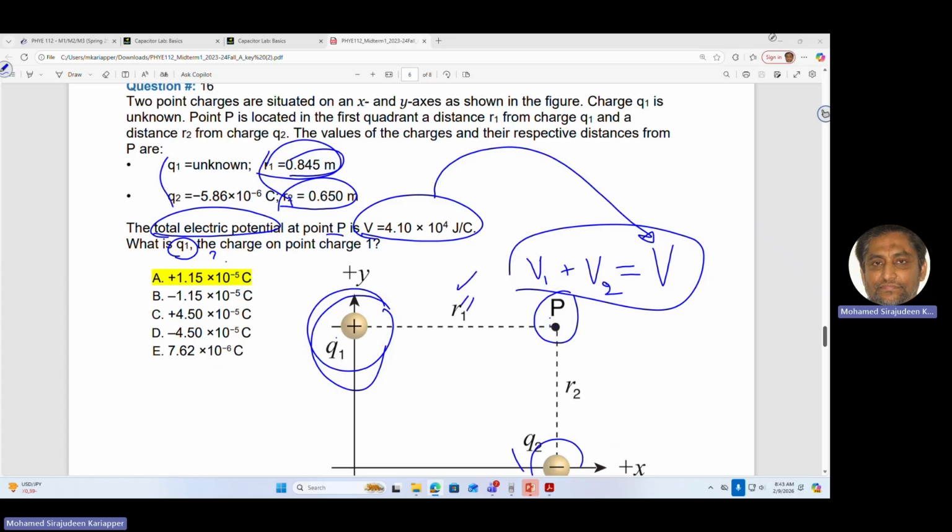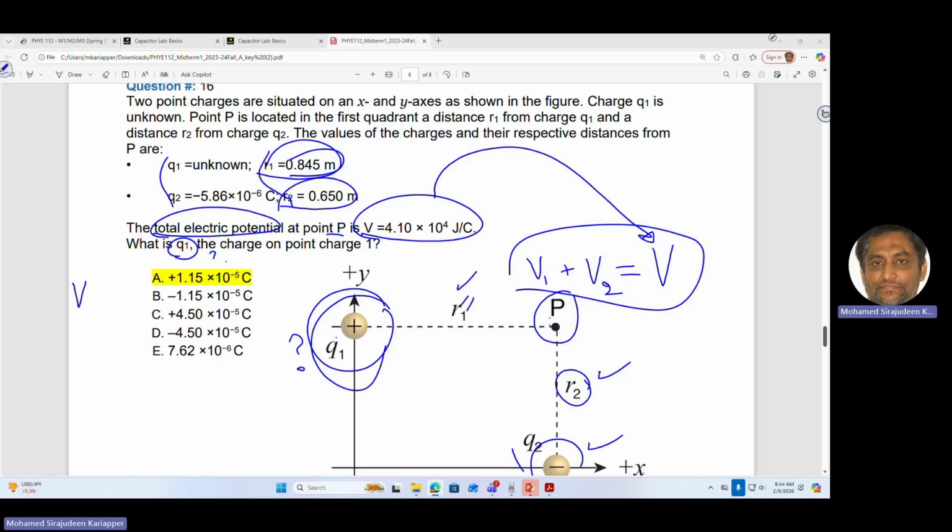And R2, the distance from Q2 to this point, that is also given. Additionally, Q2 is also given, but Q1 is not given. Usually the question will be: they give Q1, R1 and Q2, R2 and ask you to find V. That's a direct question. What is missing? That's something I didn't tell you.